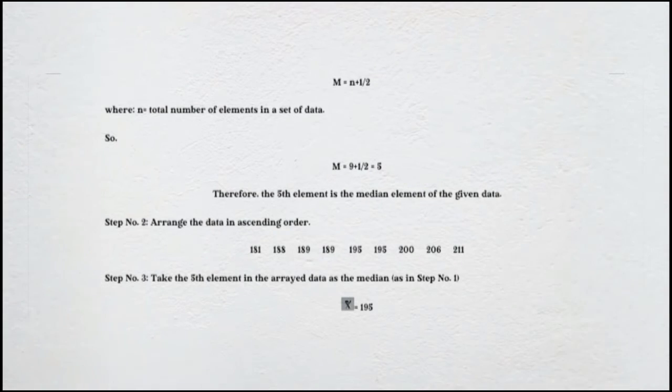Step number 2, we have to arrange the data in ascending order. Step number 3, take the fifth element in the arrayed data as the median, as in step number 1. So the median is 195.